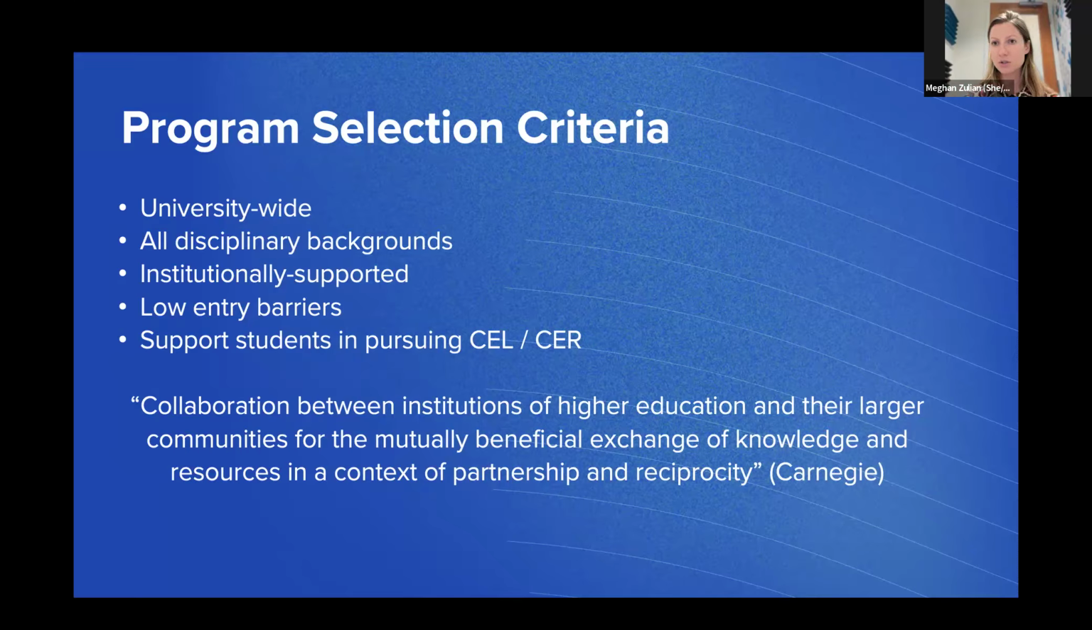Some evidence of institutional support, whether that's a dedicated center or another center like the Center for Graduate Studies. Low barriers of entry, so they don't have to have a specific degree or take 4 prerequisite classes to get into the program. And that, of course, are trying to support students in pursuing community engaged learning and research. And the definition of community engagement that we're using for that is the Carnegie classification definition that I have here.